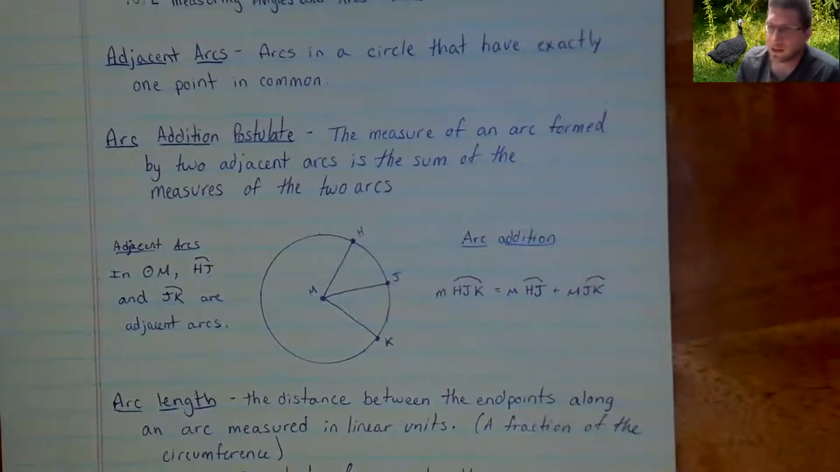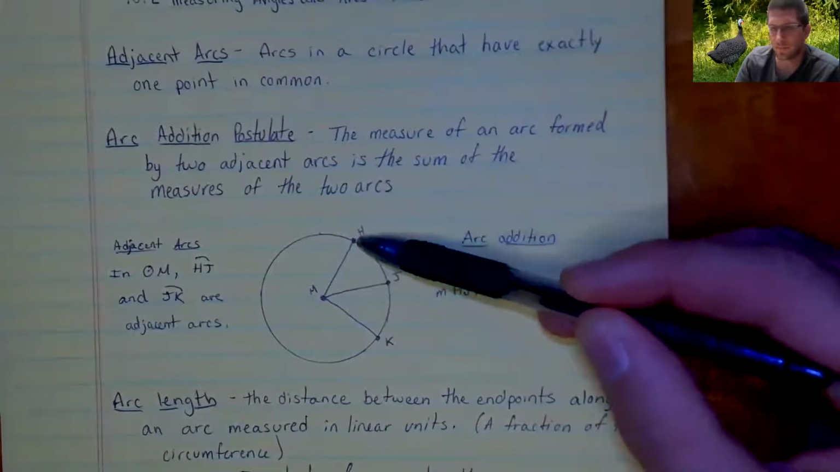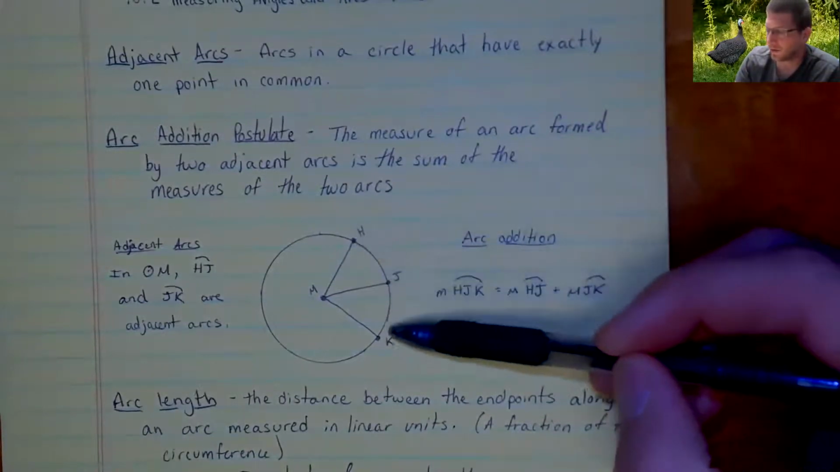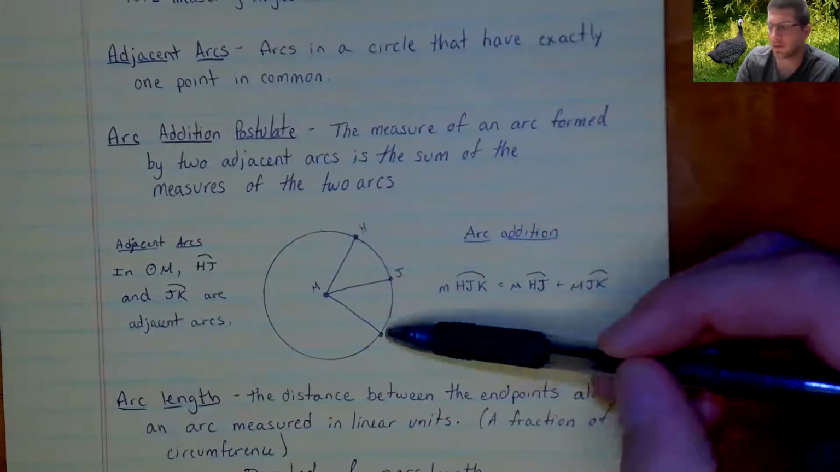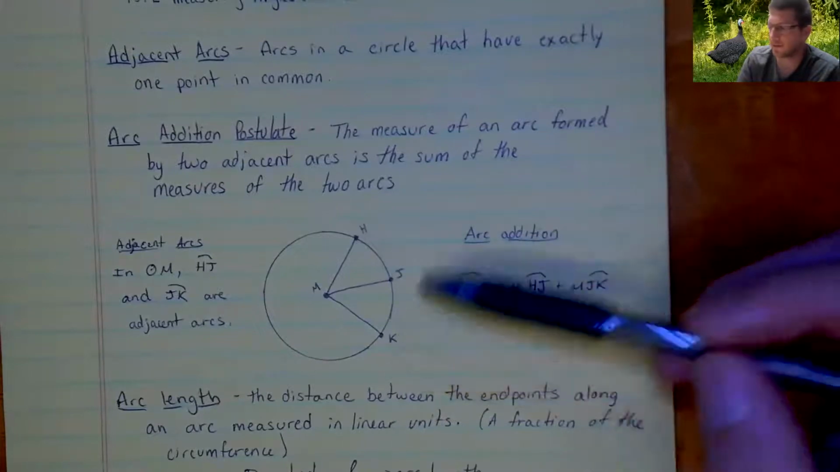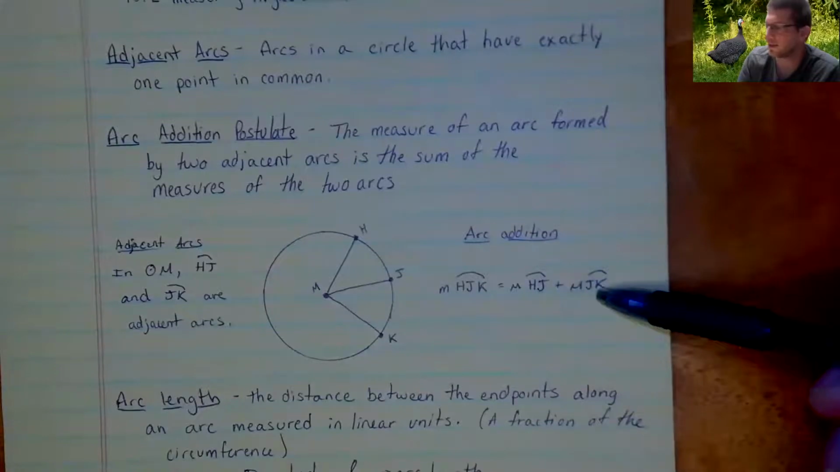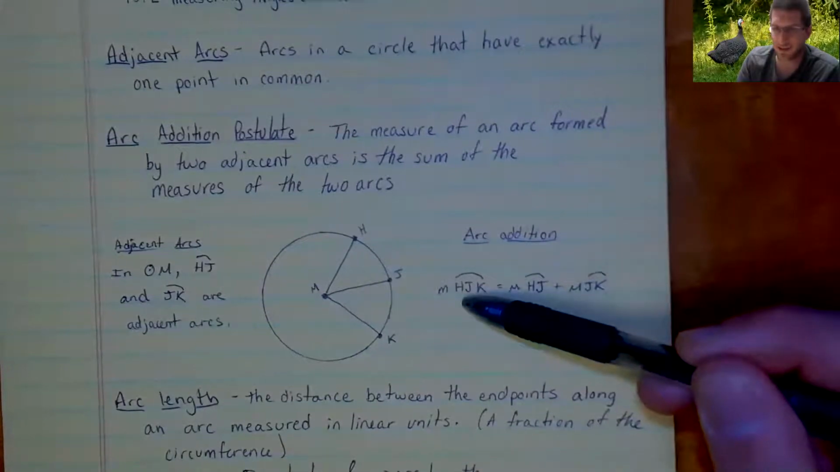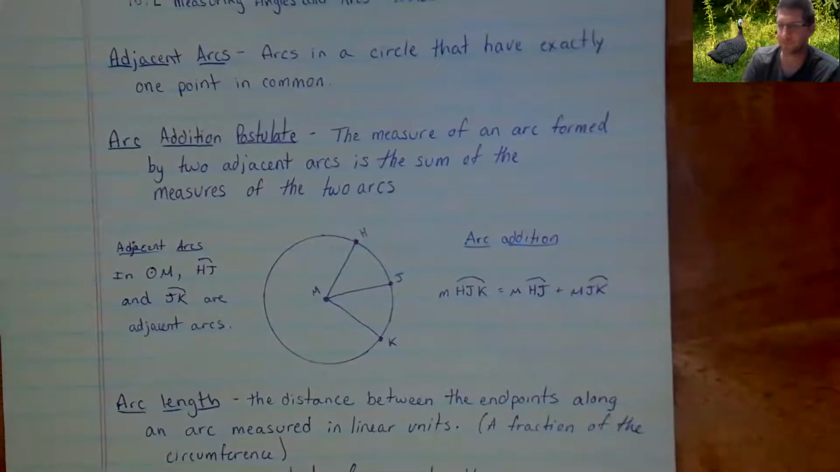Now, if I want to use that arc addition postulate with those same two arcs, if I take arc HJ, and I add arc JK, it should make sense that that would give me the measure of the entire arc HJK. So the measure of arc HJ plus the measure of arc JK should give me the measure of arc HJK. Arc addition postulate, not too bad.